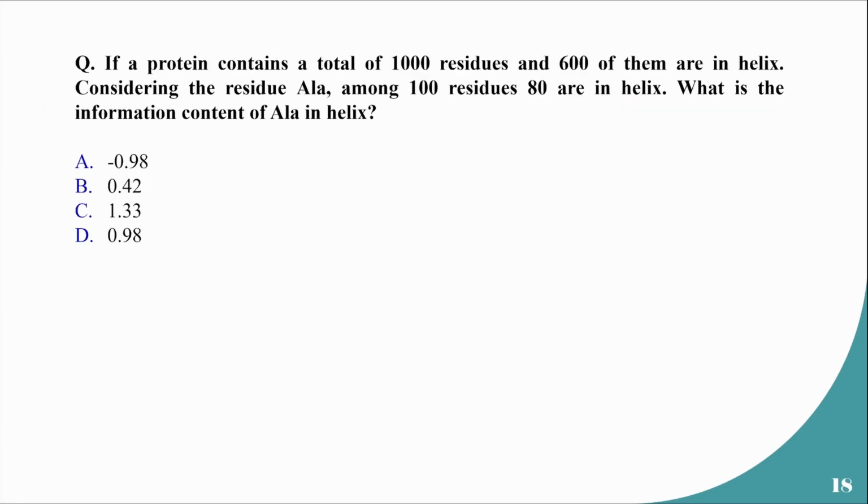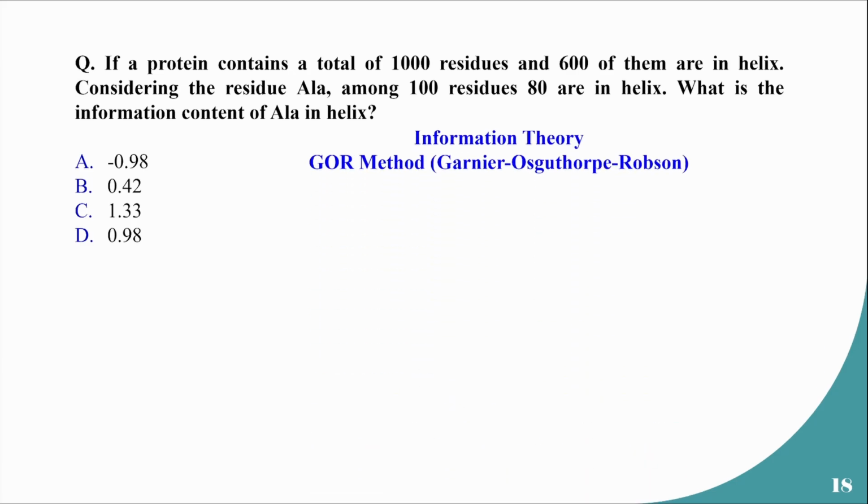Another concept that Professor Pumiho went over in the last class was related to information theory. The GOR method is the Garnier-Osguthorpe-Robson method. So here is one question relating to that particular method, which you can first try to solve to begin the class.